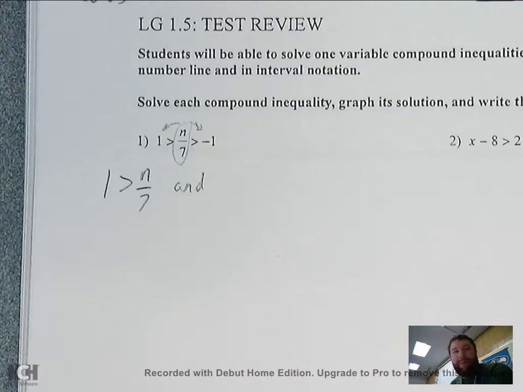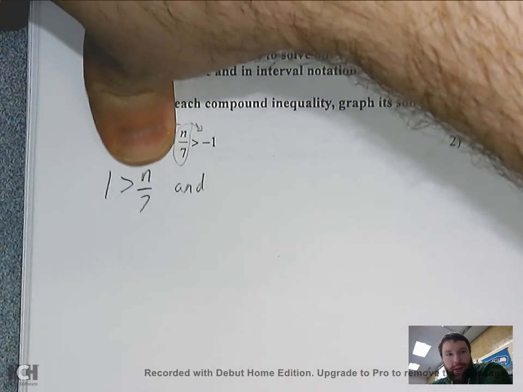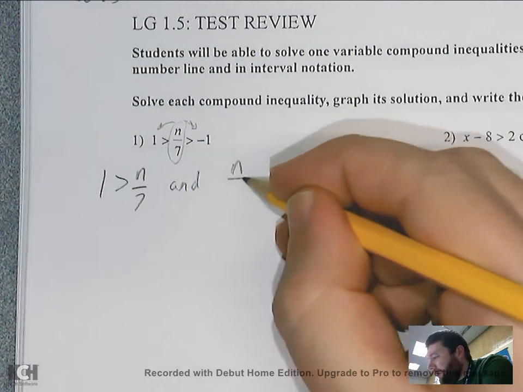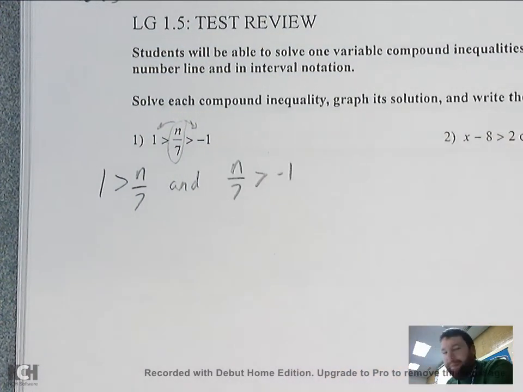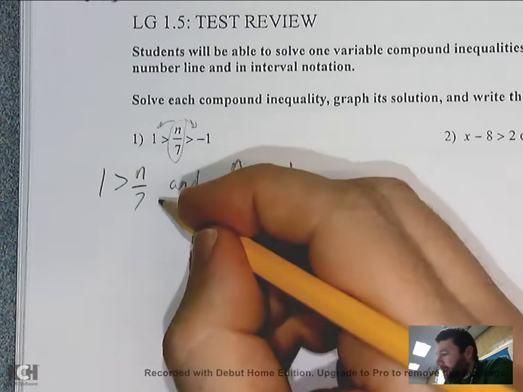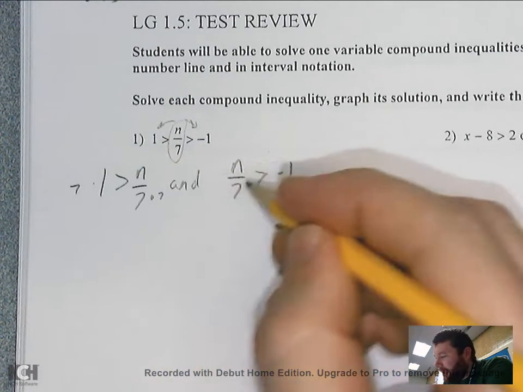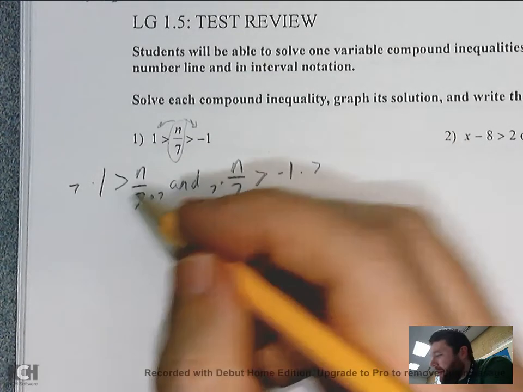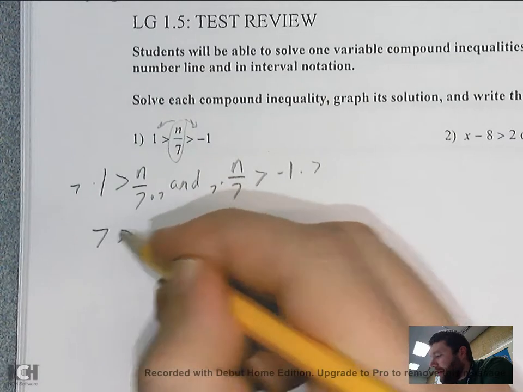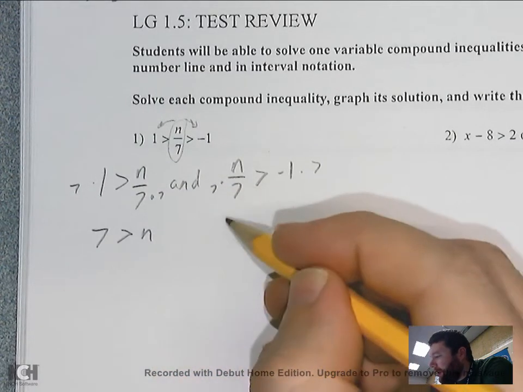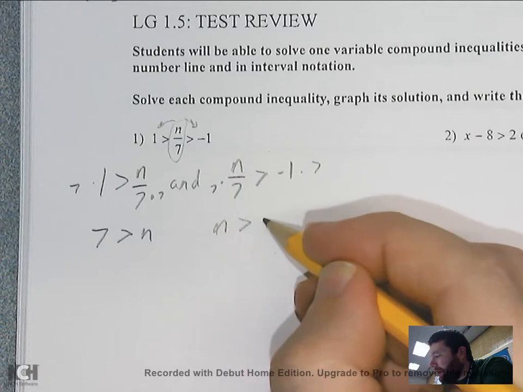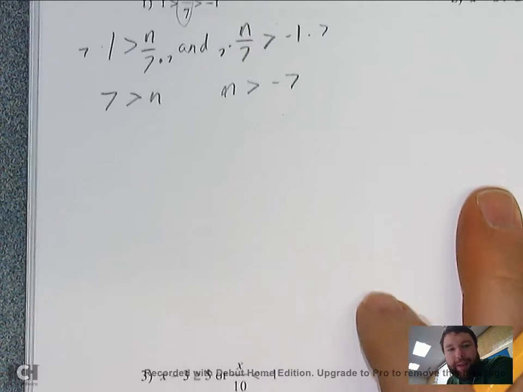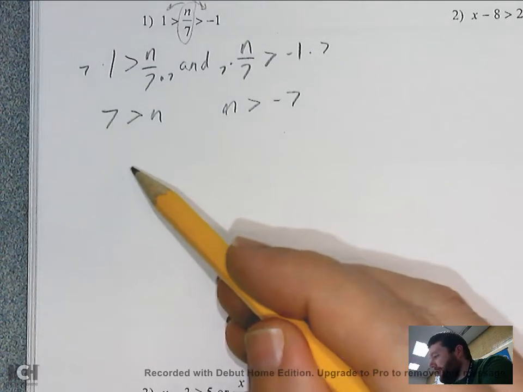And then we cover up the other one, and n over 7 is greater than negative 1. To solve them, we would just multiply each side by 7. Not too tough. This is just a simple one-step compound inequality. We get 7 is greater than n, and we get n is greater than negative 7. So there's your solved inequalities. That's half your answer there.